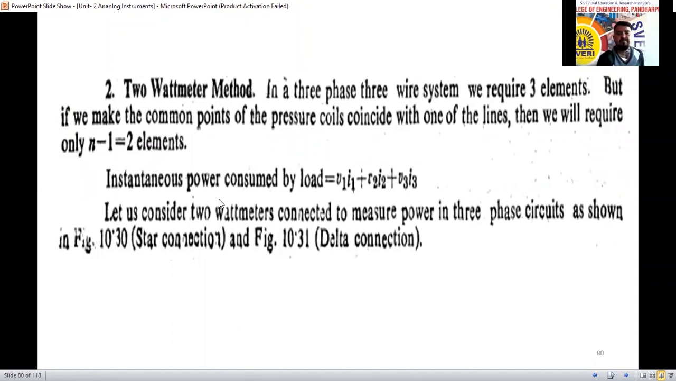So the instantaneous power consumed by the load is V1I1 plus V2I2 plus V3I3. This formula we have to prove from these equations, or from the next circuit. We have to prove that the instantaneous power consumed by the load is V1I1 plus V2I2 plus V3I3. Let us consider 2 wattmeters connected to measure power in a 3-phase circuit as shown in the figure. Star connection and delta connection, both the circuits.